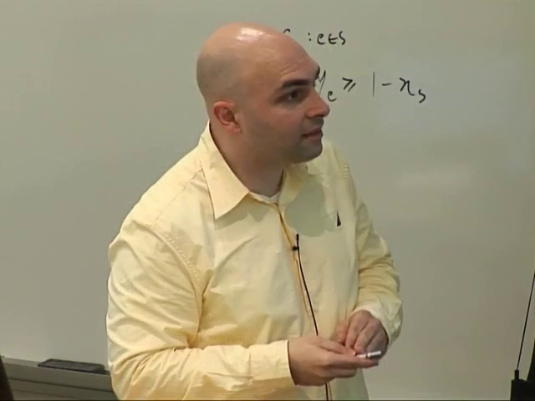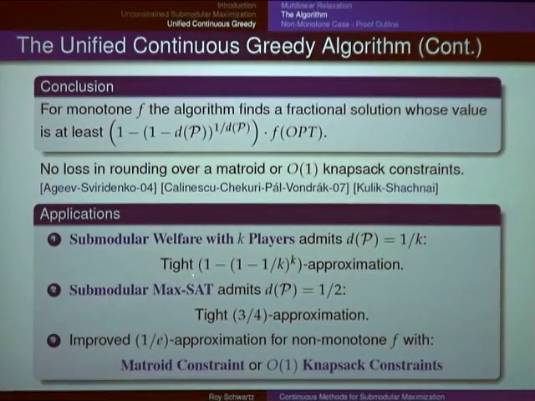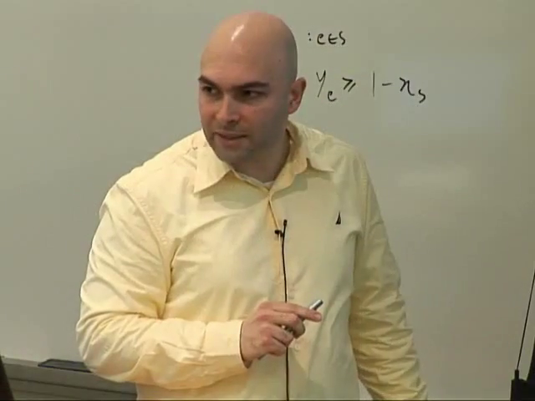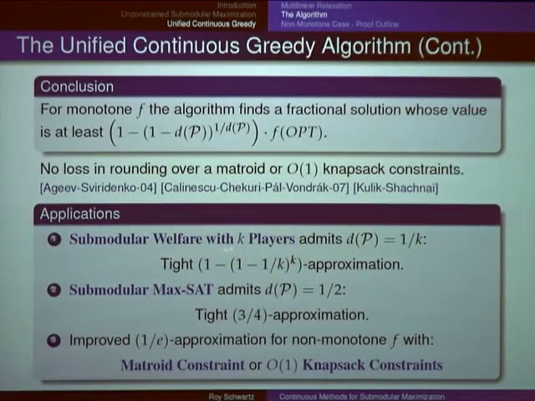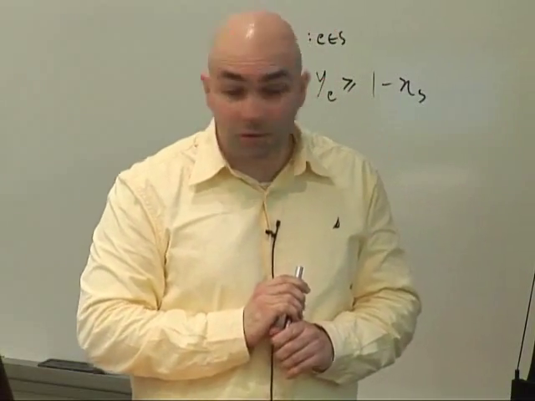So when you look at all the applications, that's for 2 players, but if you have k players, you get 1 over k, and this gives you exactly information-theoretic tight results for the welfare problem with k players for any k and Submodular Max-SAT. And as I said before, for the non-monotone cases, it gives you a nice guarantee of 1 over e.